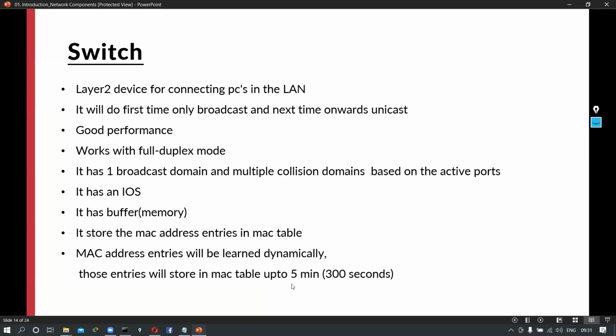Those entries will be stored for up to 5 minutes. Once the switch learns all the PCs' MAC addresses, via port number 1 your MAC address, via port 2 your MAC address, it will store all the entries in the MAC table. Those entries will be there for up to 5 minutes. If you shut down the laptop for up to 5 minutes, then what will the switch do? There is no traffic coming from any PC, so let me erase all the entries after 5 minutes. Clear now? That is the lifetime, the MAC aging time for the switch. That is called what? 5 minutes in seconds is 300 seconds. This is the difference, guys.